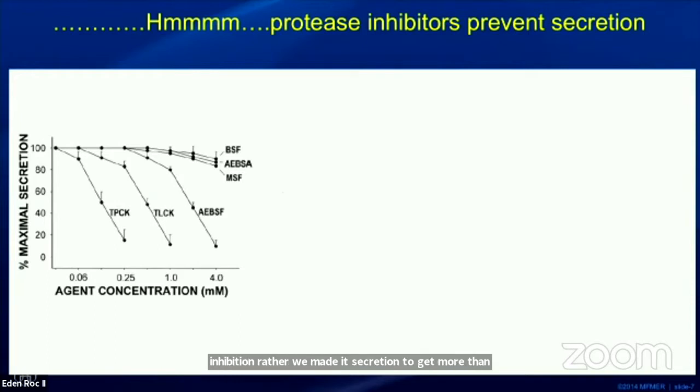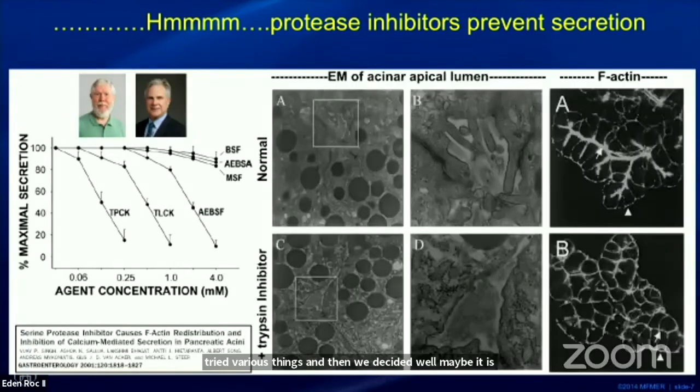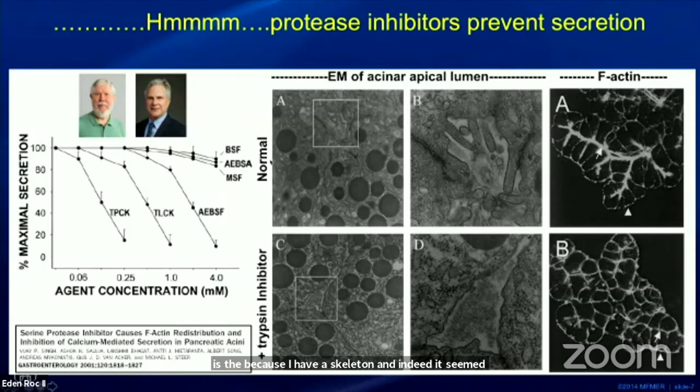And we had to call in the gurus in this, who are the experts in cell biology, and they are here in the audience, Dr. Williams and Fred Gorlick. And we scratched our heads and tried various things, and then we decided, well, maybe it is the apical cytoskeleton. And indeed, it seemed that under normal circumstances, the acini has microvilli on the surface with apical actin. On fluorescence, you can see this rich apical actin, and there's this basolateral, very little actin.